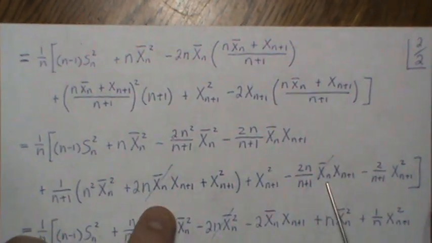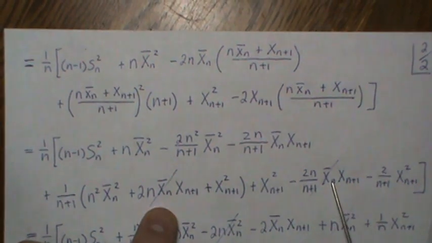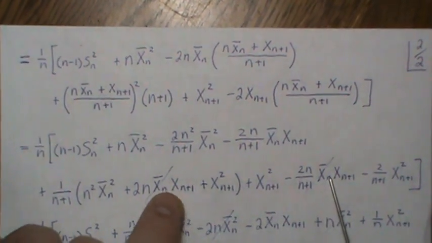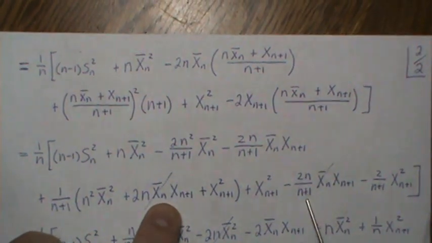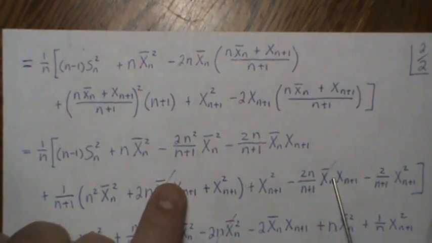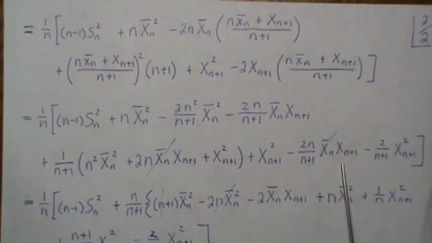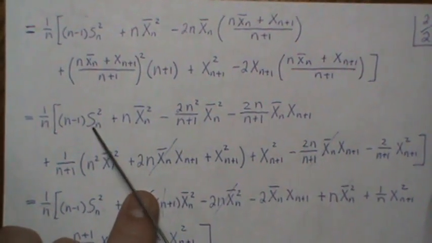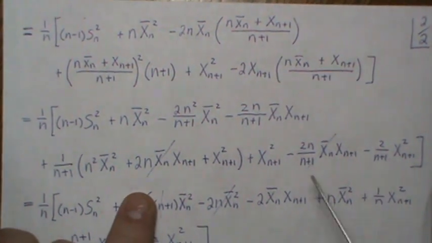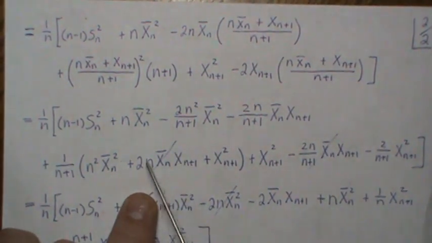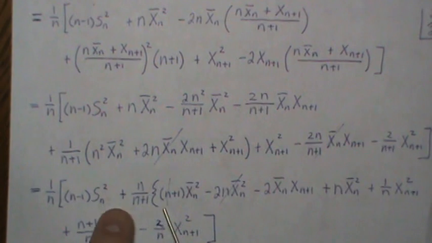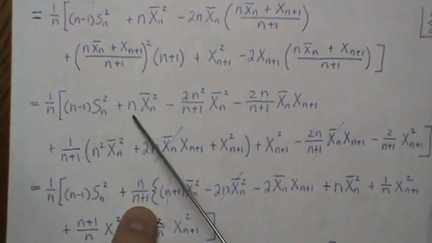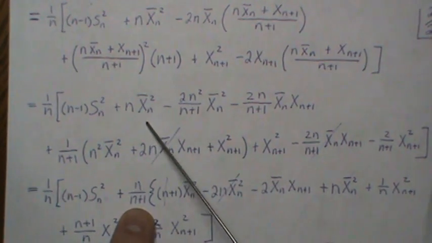Now, these two cancel, right? If that n plus 1 comes in, you get 2n over n plus 1 times this, and then minus 2n over n plus 1 times that. So those go away. Now, what we're going to do next is, of what's left, not this, we're going to factor out an n over n plus 1. So that's what this is. So this comes down, and we're factoring out n over n plus 1.